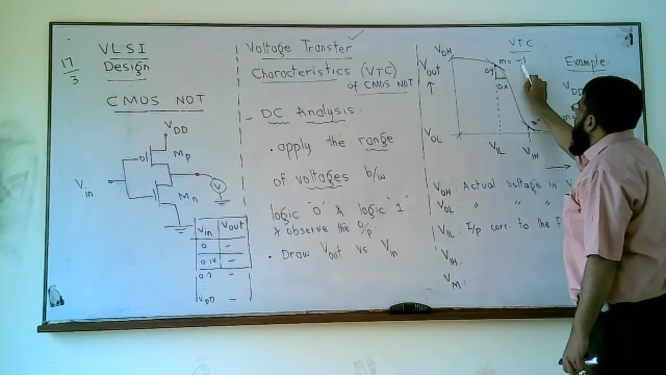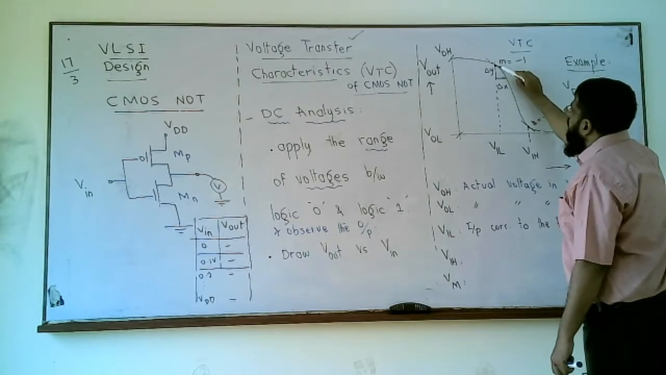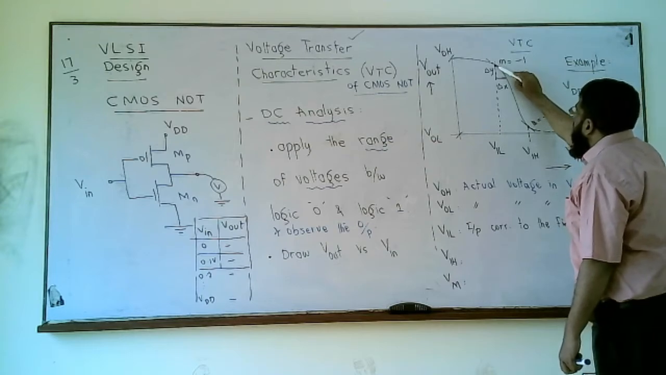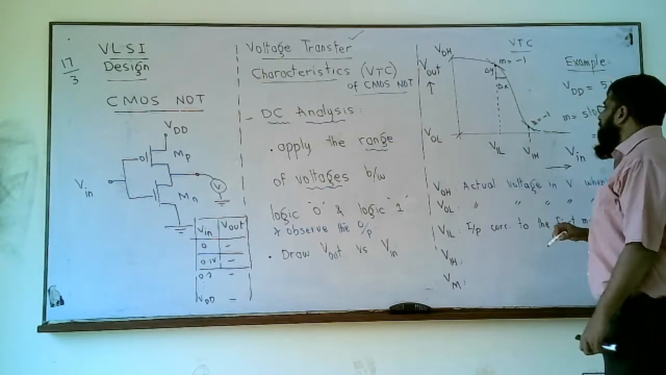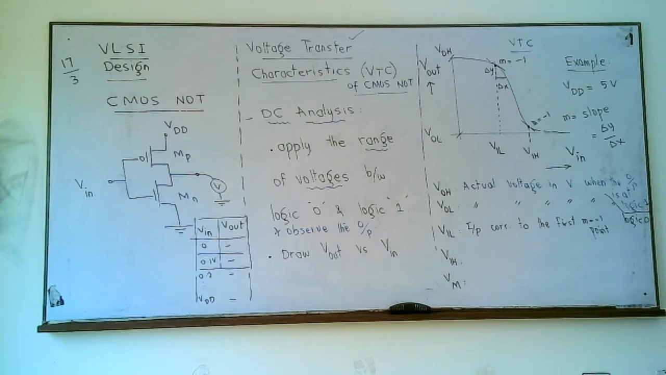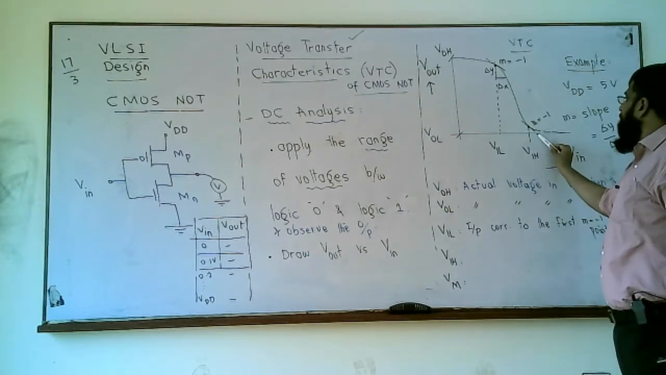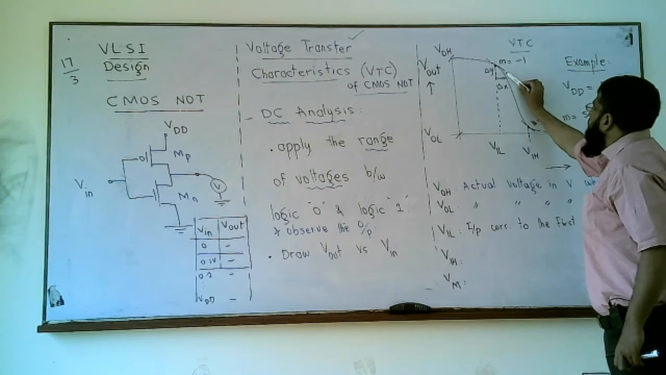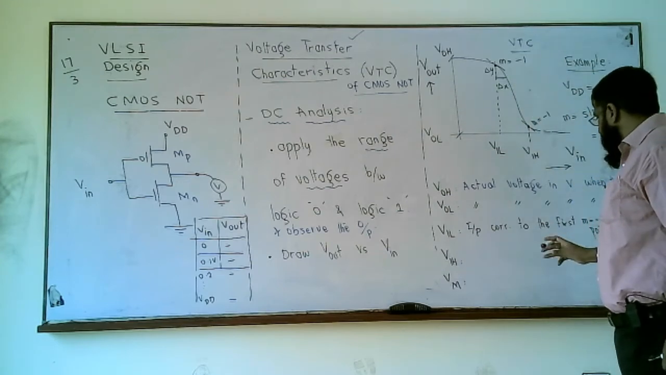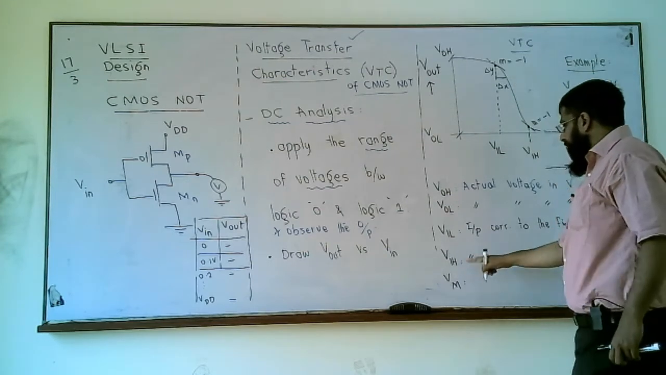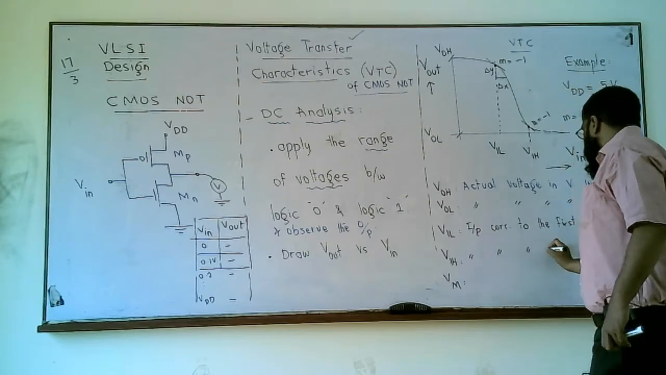So the m equal to -1 line is tangent to this curve at this point and at this point. These are the two points where the m equal to -1 line intersects the curve at only one point. It's a tangent to this curve. So m equal to -1 is tangent to this curve at two different points, at this point and at this point.